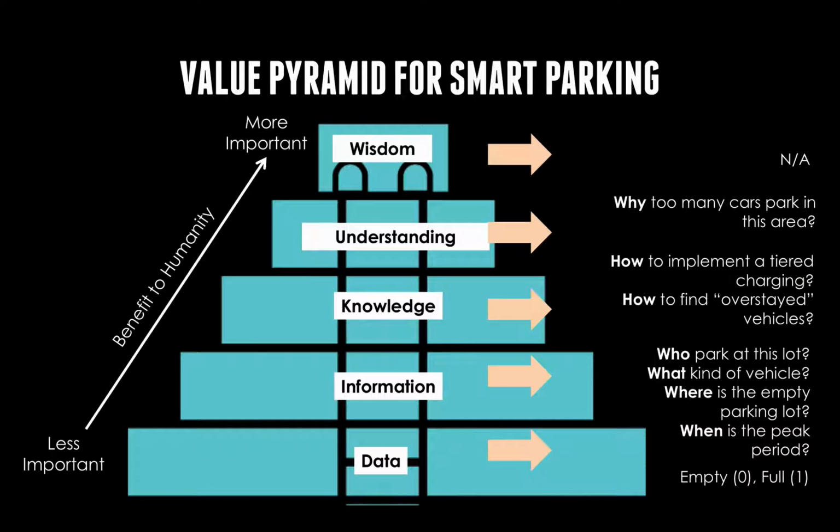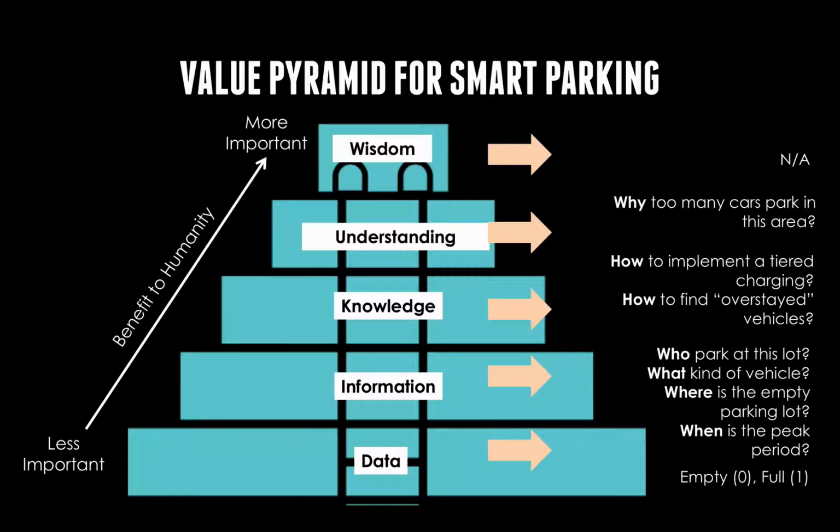And if you look at an example of smart parking, the most basic information that you collect from the sensor data is about whether it's empty or full, but it doesn't make any meaning. But if this data can be turned into something more useful, you don't only want to know it's empty or full, but you want to know who parked at this particular parking space, what kind of vehicles, where is the empty parking lot, when is the peak period, then it's more meaningful.